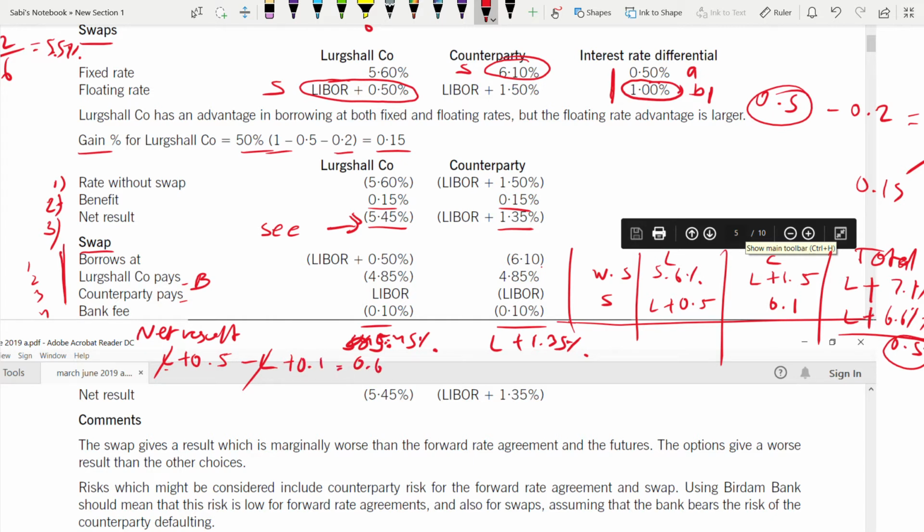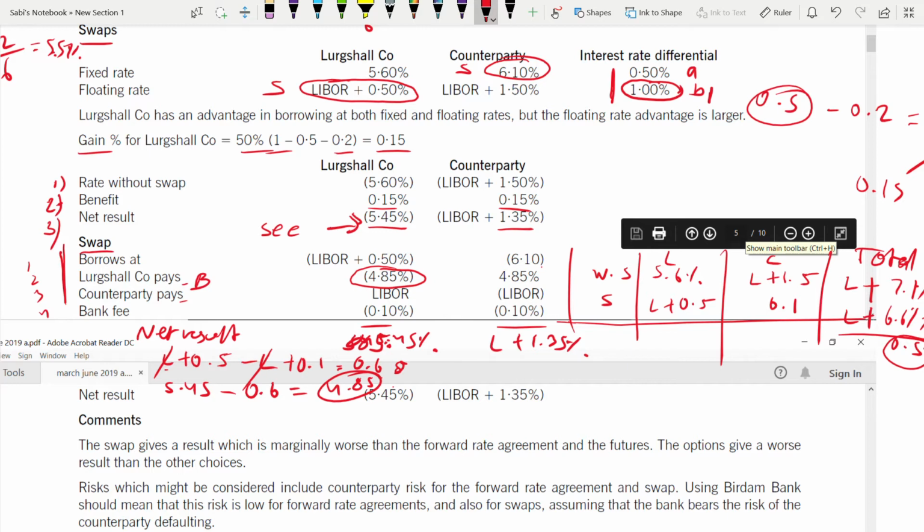So 5.45% you have to get. Out of that, you already have 0.6. So the balance is 4.85. This 4.85 is the balancing figure. If you see here, this is the amount you have to pay, the fixed rate. Lakshya company is paying 4.85%, but the counterparty is receiving that 4.85%. That's why it is without bracket.